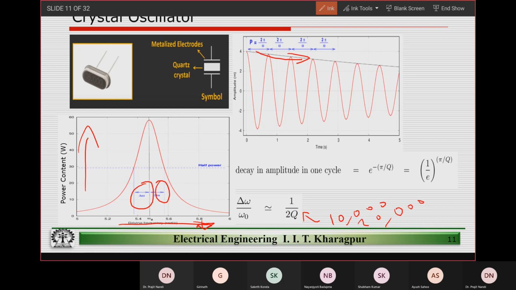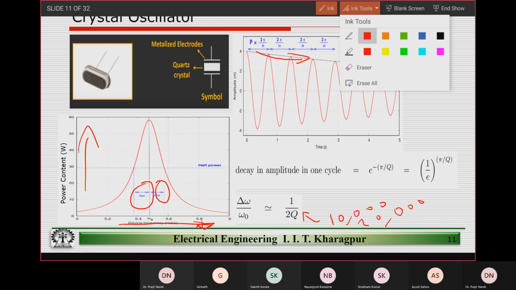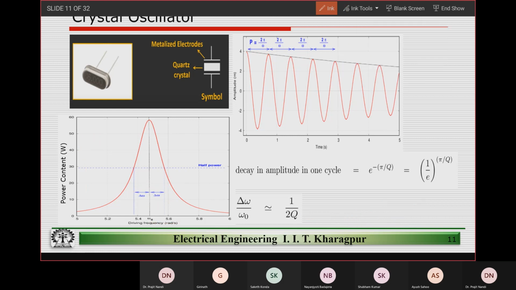So for a good crystal, the Q should be as high as possible, because that is what is going to give you a clean clock, meaning it is going to oscillate with only one fixed frequency, and the frequency is not going to change much. The energy content in the frequency band outside the desired band will be as little as possible, right? So high Q is another reason why we end up using quartz, right?